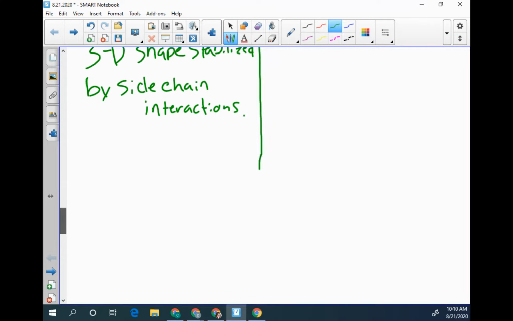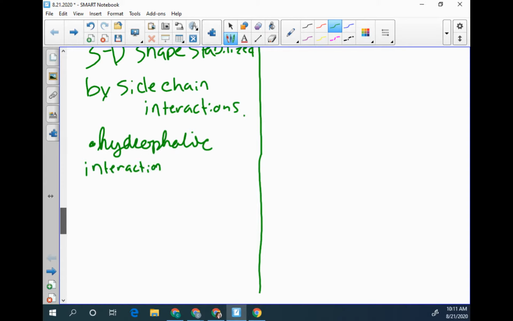So, let's see, hydrophobic. That's a weird word to write in cursive. Hydrophobic interactions exclude nonpolar molecules.